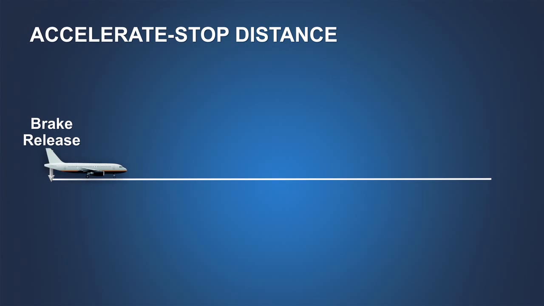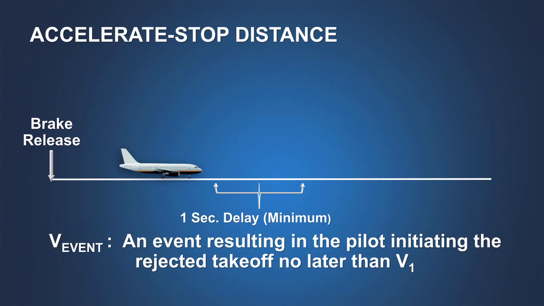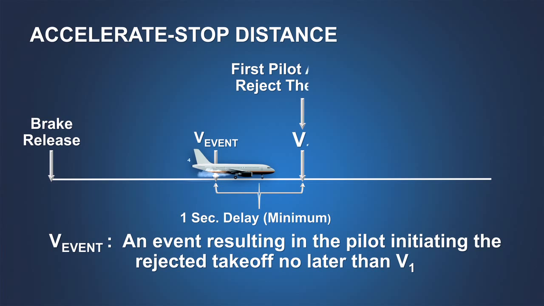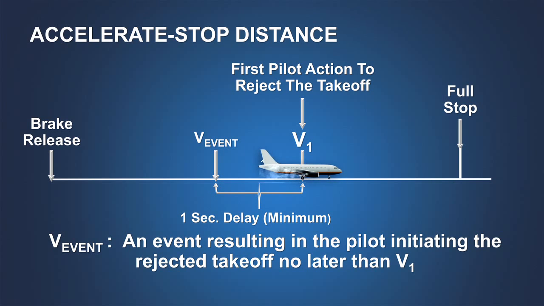The accelerate stop distance is the distance required to accelerate to a point in the takeoff, then in response to an event take the first action to reject the takeoff at a speed no greater than V1 and to bring the airplane safely to a stop.